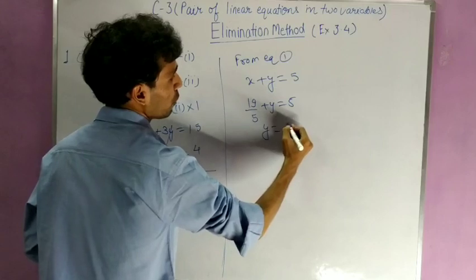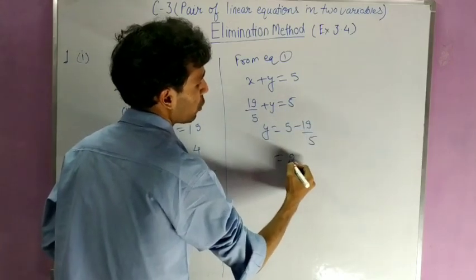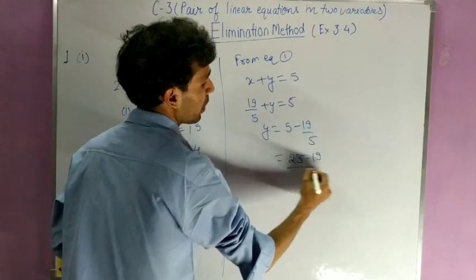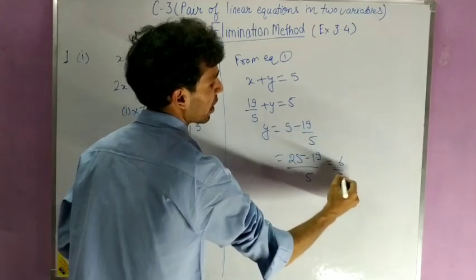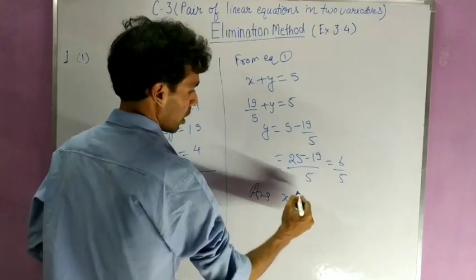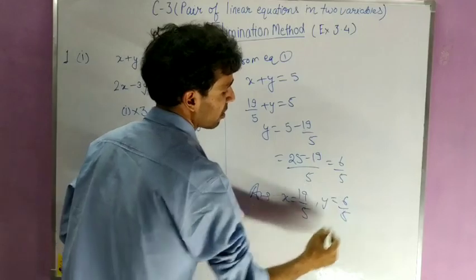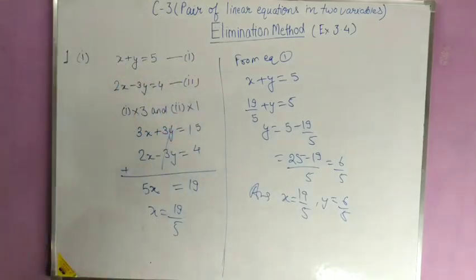So y equal to 5 minus 19 by 5. So it will be 25 minus 19 by 5. It means 6 by 5. So your answer will be x equal to 19 by 5 and y equal to 6 by 5. This is your answer. Okay.